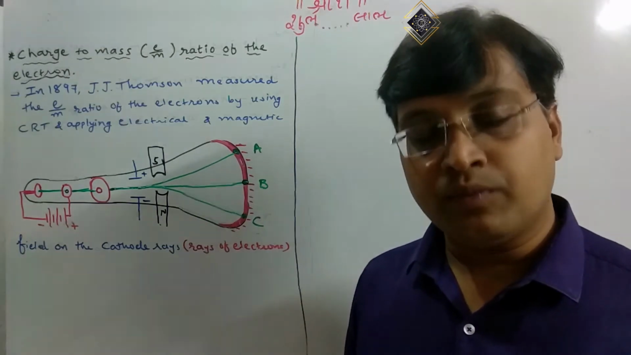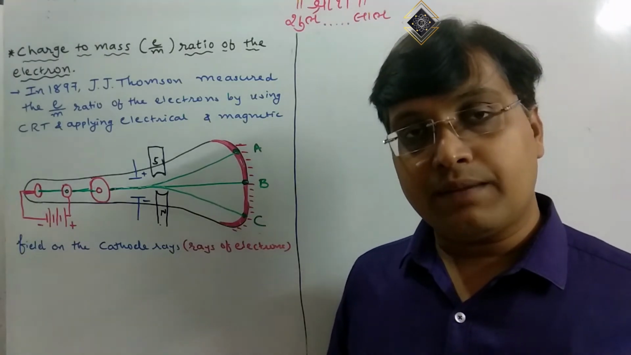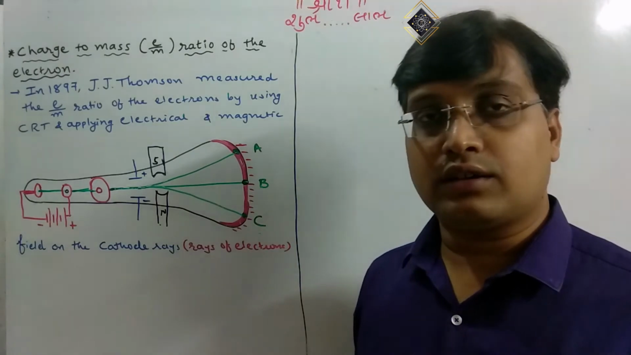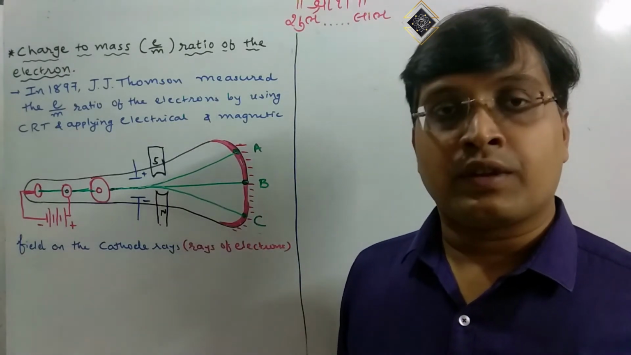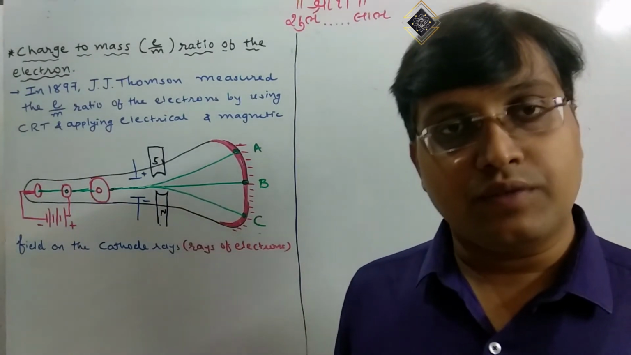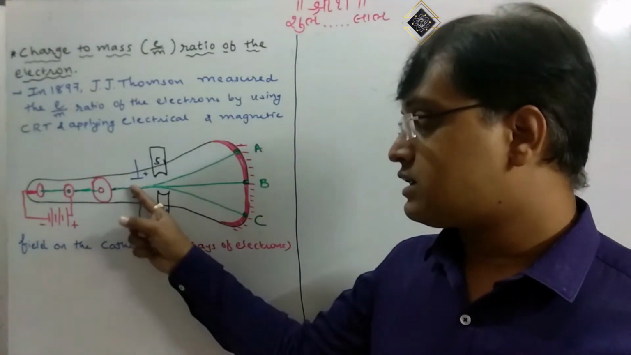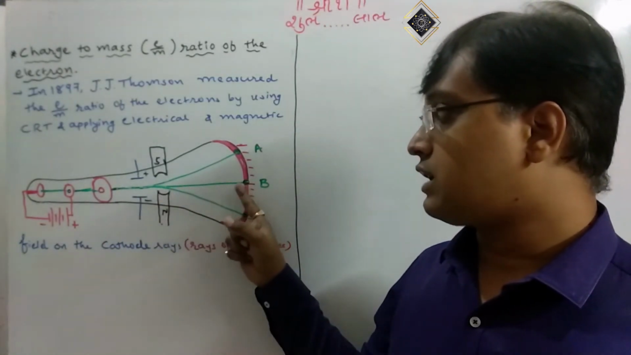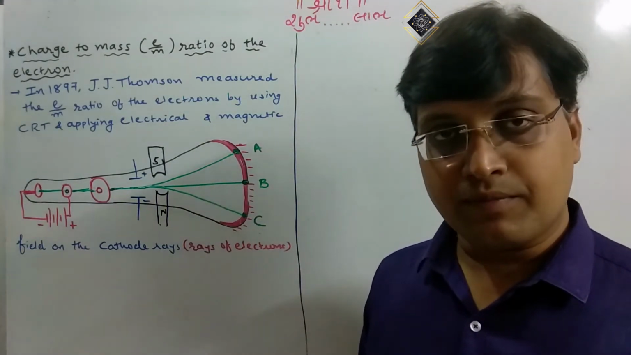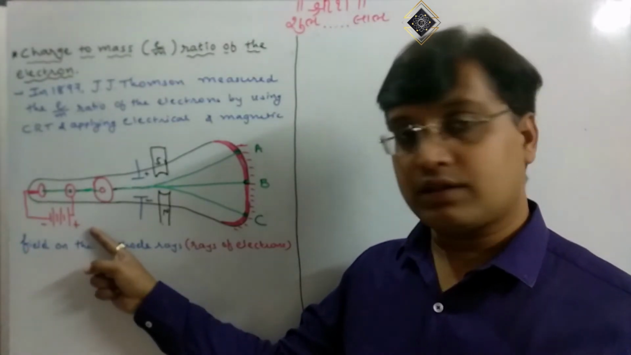Once again I am telling you, Thomson changed the electrical field and magnetic field simultaneously and studied the deflection according to that change. When he balanced the electrical field and magnetic field which are perpendicular to each other, he observed these rays do not show the deflection and strike at the point B. Clear? Okay. Last time let's revise this whole construction and its working.